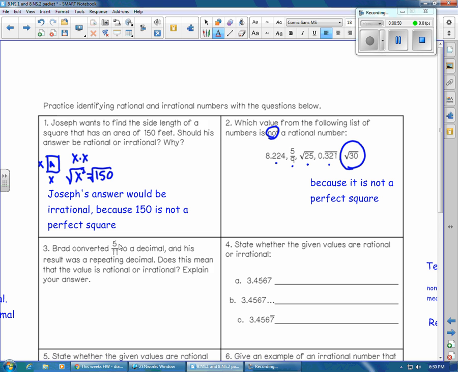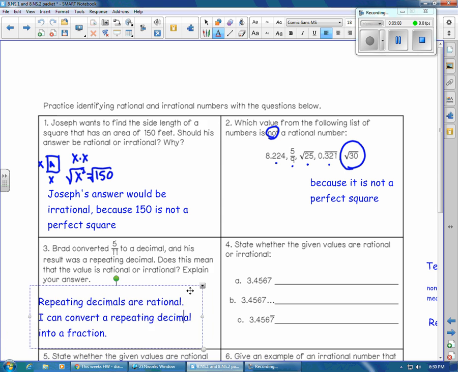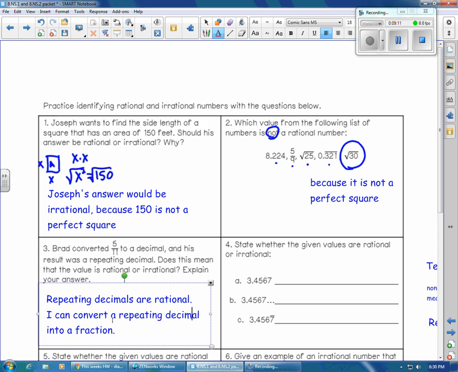Number 3, Brad converted 5/11ths to a decimal, and his result was a repeating decimal. Does this mean that the value is rational or irrational? Explain your answer. So let's think about it for a minute. We said repeating decimals were rational, right? Additionally, we learned in our last lesson that we can convert a repeating decimal into a fraction. Additionally, this is already a fraction. So if we're converting a rational number into a different form, it's going to be a rational number. We didn't change our number, we just converted how we were presenting it. So it would be a rational answer.